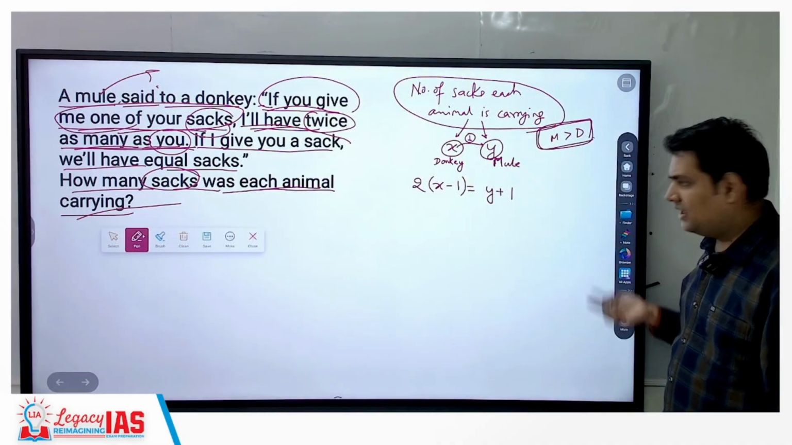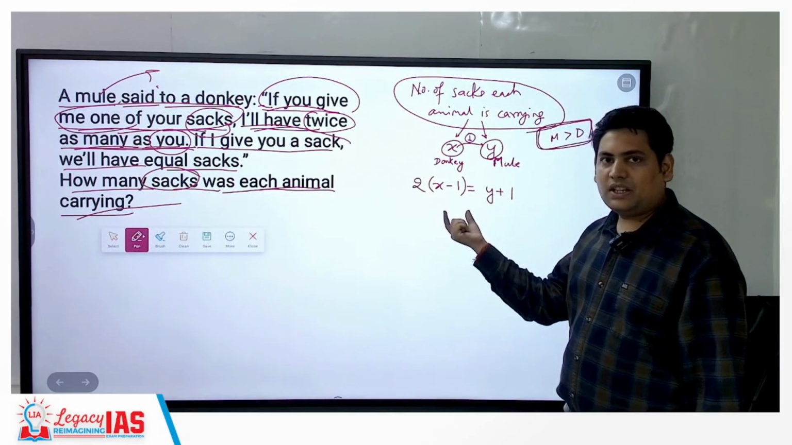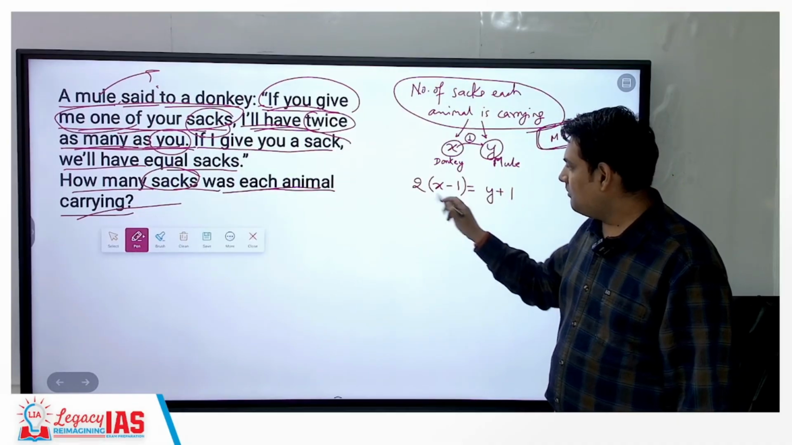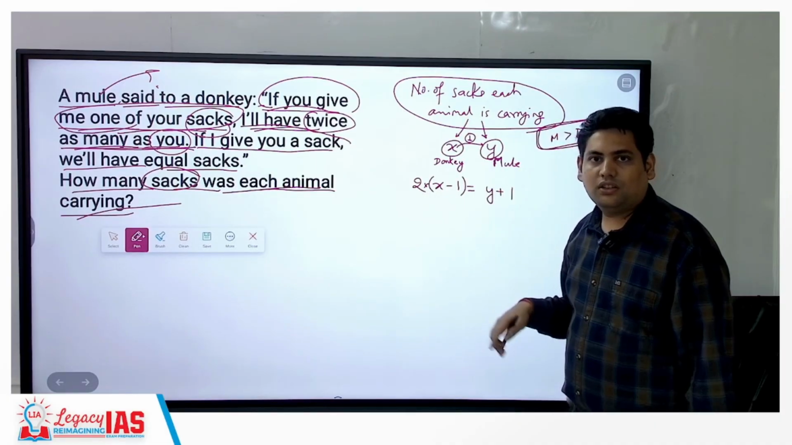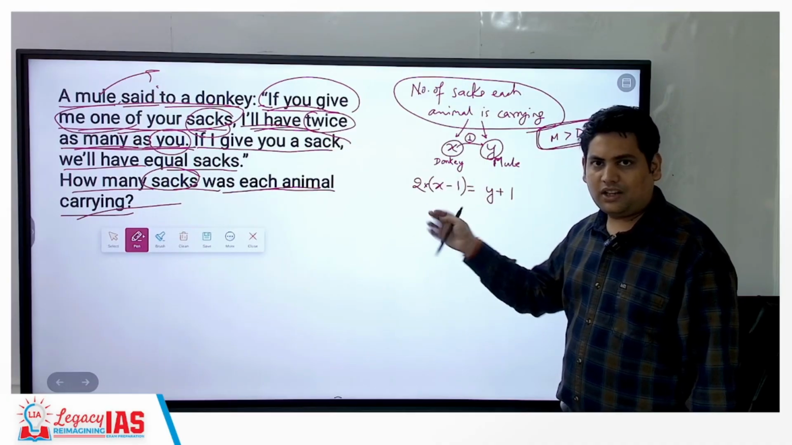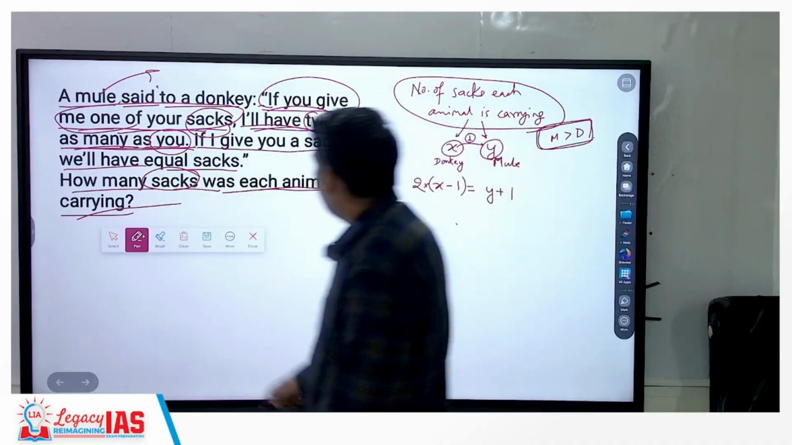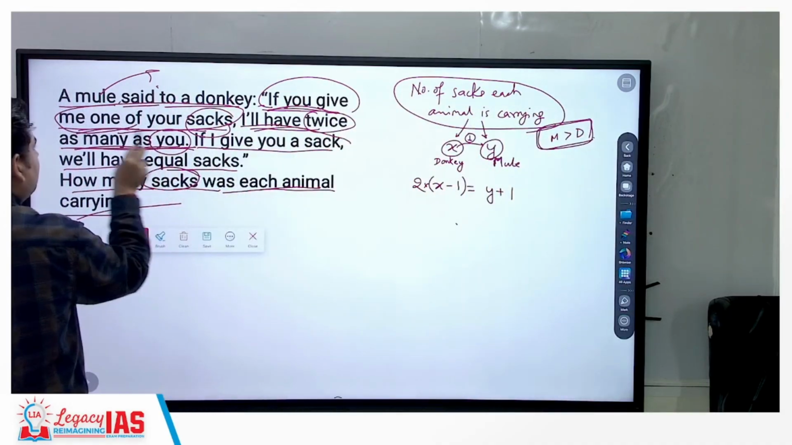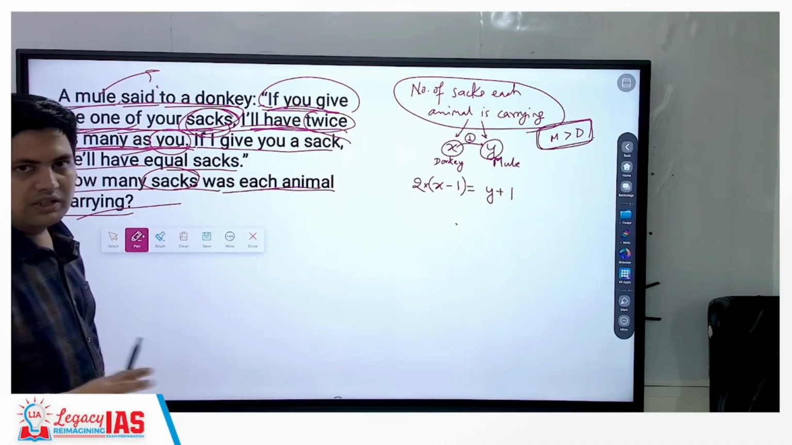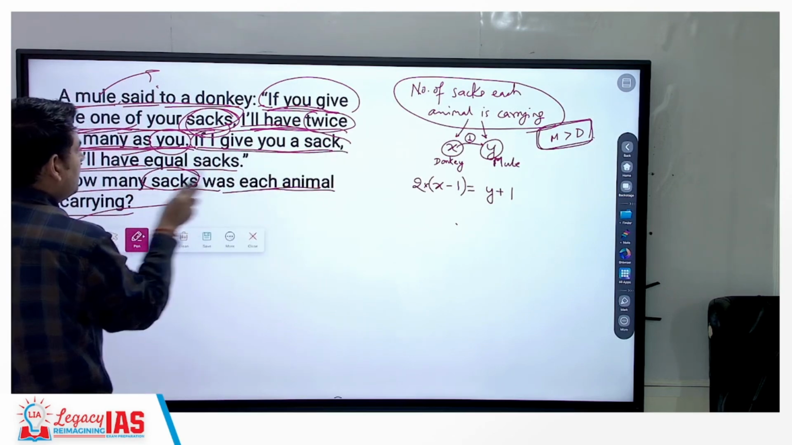Now, if the mule is having more than the donkey, you have Y plus 1 here, X minus 1 here. Now X minus 1 will be something less. If we need to equate them, I must multiply it with something like 2. So 2 will be multiplied on the weaker side. This was the weaker side, so this 2 will be multiplied here. This is done. Then, if I give you a sack, we'll have equal sacks.